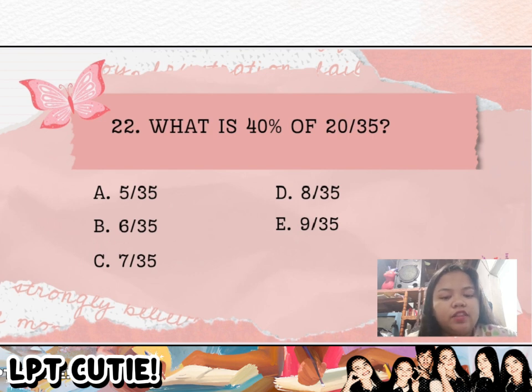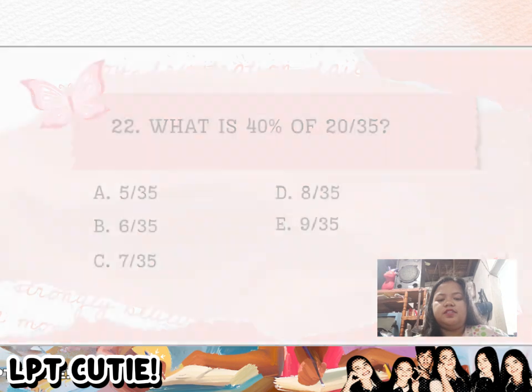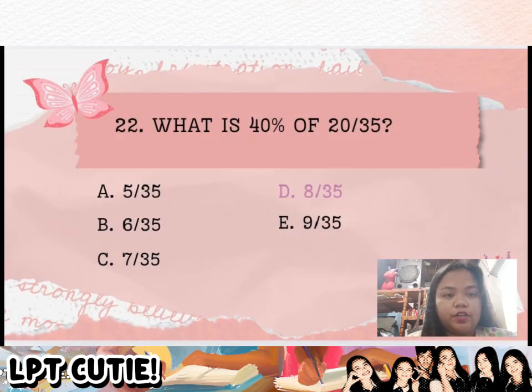So what is 40% of 20 over 35? Is it letter A, 5 over 35, B, 6 over 35, letter C, 7 over 35, letter D, 8 over 35, or letter E, 9 over 35? So what do you think is the correct answer? Okay, it's letter D, 8 over 35.